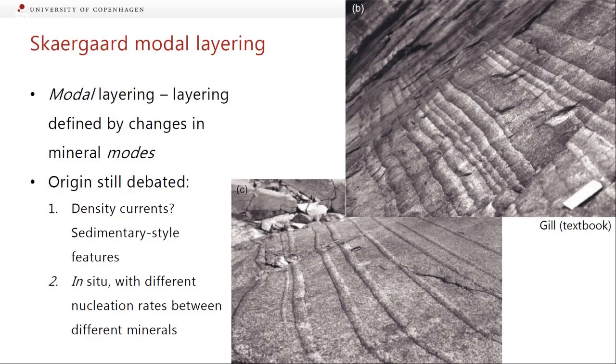So we'll talk through some of the observations and then come back to that question. Skagard is full of this modal layering. By modal layering, I mean we still have the overall same rock types, this is still a gabbro, for example, but we see changes in the amounts of minerals, the mineral modes, across different layers. The origin of this is still debated. One option is density currents, turbidite-style deposition, with denser stuff at the bottom and lighter stuff at the top. The other option is an in situ process where different minerals are able to nucleate new crystals at different rates.